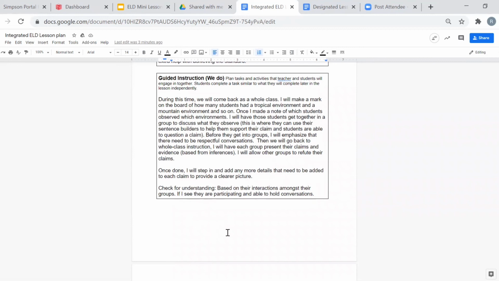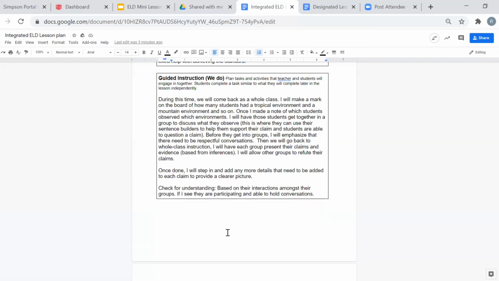Once I made a note of which students observed which environments, I will have those students get together in a group to discuss what they observed. This is where they can use their sentence builders to help them support their claim, and students are able to question a claim. Before they get into groups, I will emphasize that they need to be respectful. They need to be respectful in conversations. Then we will go back to whole class instruction.